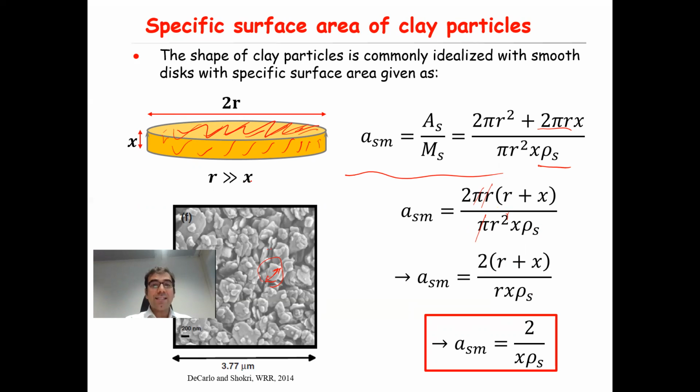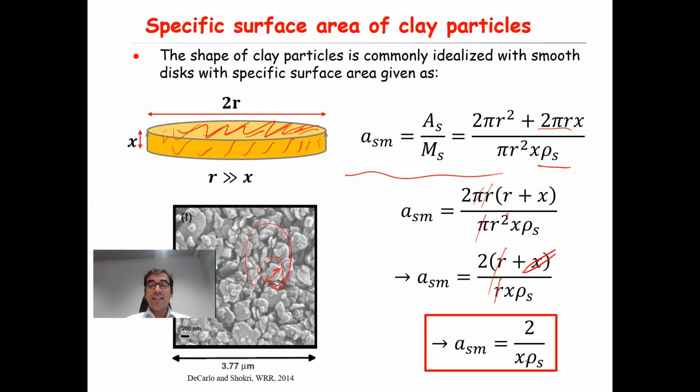Remember, we assume here that x is significantly less than r, and you see in this picture as well that the thickness is much smaller than the diameter. So you can neglect x compared to the value of r. Do you understand what I mean? Let's say r is 100 and x is 0.1, for example. Then 100 plus 0.1 is 100.1, so it's not such a bad assumption to round it to 100. If you neglect this term, you can cancel the r, and therefore ASM will be equal to 2 divided by x rho s.